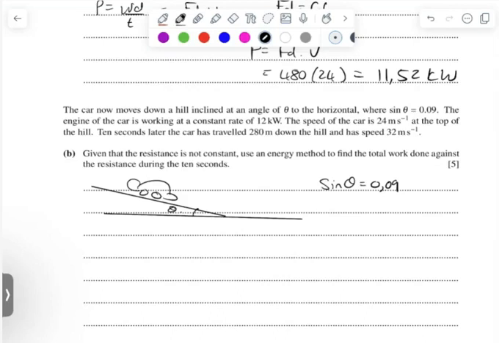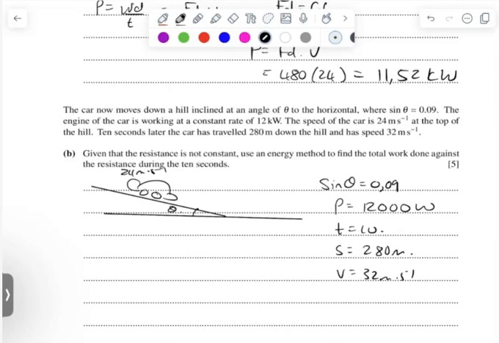The engine of the car is working at 12 kilowatts. I just put it into watts immediately because otherwise I sometimes forget to. The speed of the car is 24 meters per second at the top of the hill. So here it's 24. 10 seconds later, so time is 10 seconds, our distance it's traveled is 280 meters, and the speed at the bottom is 32 meters per second. So it's definitely accelerating.